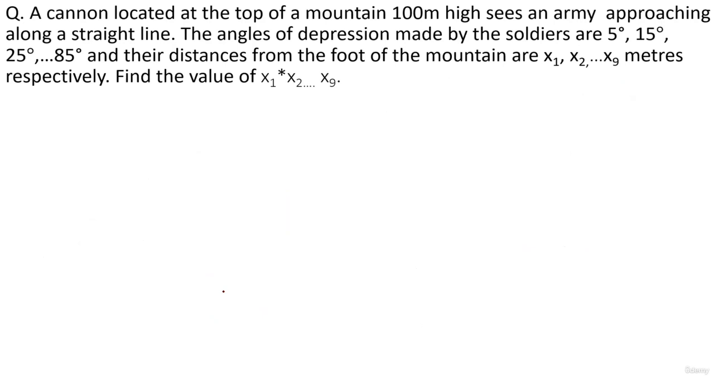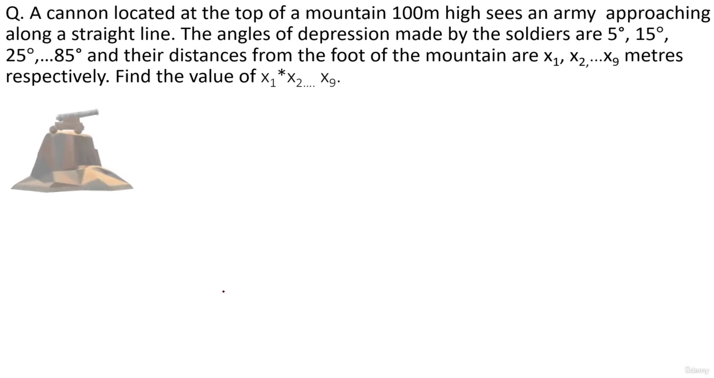A cannon located at the top of a mountain, 100 meters high, sees an army approaching along a straight line. The angles of depression made by the soldiers are 5 degrees, 15 degrees, 25 degrees, up to 85 degrees, and their distances from the foot of the mountain are x1, x2, and up to x9 meters, respectively. Find the value of x1 into x2 into x3 into x4 up till x9. इनको multiply करना है, ठीक है?